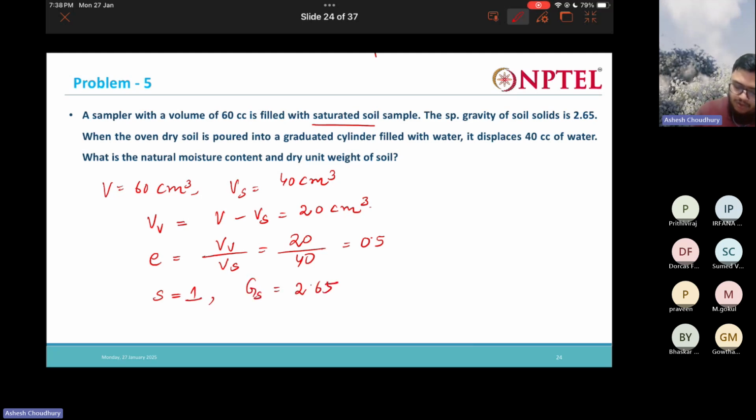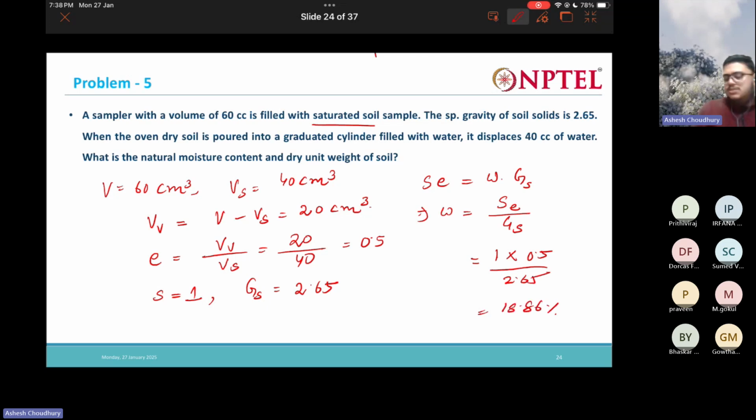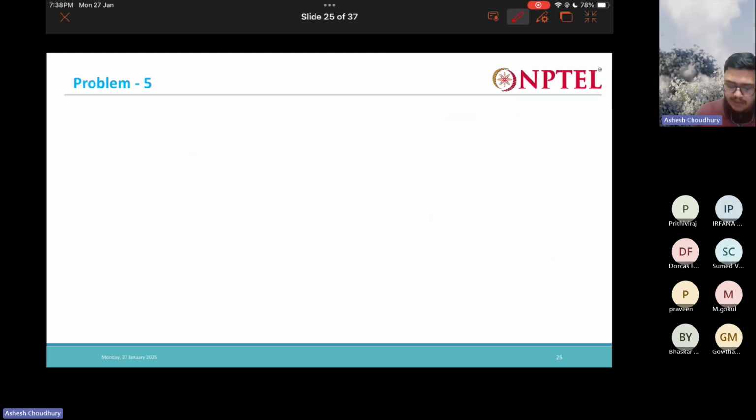Therefore now we have the soil completely saturated, so S is 1, and Gs specific gravity is given as 2.65. You can use the relation Se is equal to w into Gs. So water content is Se by Gs, 1 into 0.5 by 2.65, which gives 18.86%. And gamma d, yeah, correct, gamma d is 1.7.